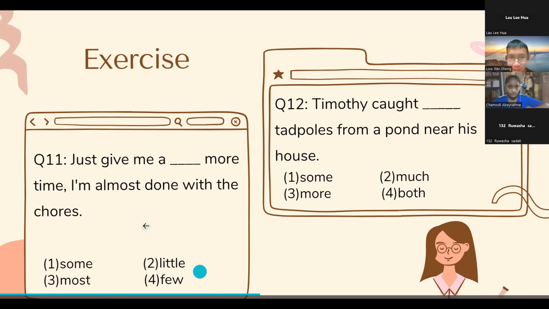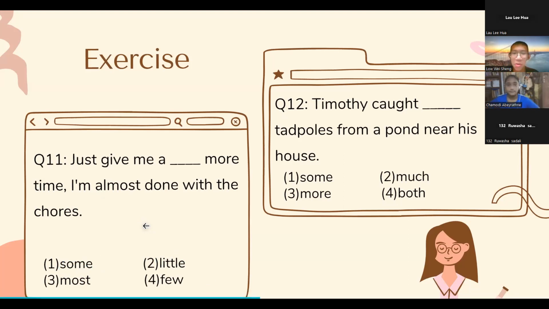Okay, it's all right. We can just move on first. I heard someone say some just now. Do you want to try to explain why? It's all right. Just speak some English. Practice a bit.